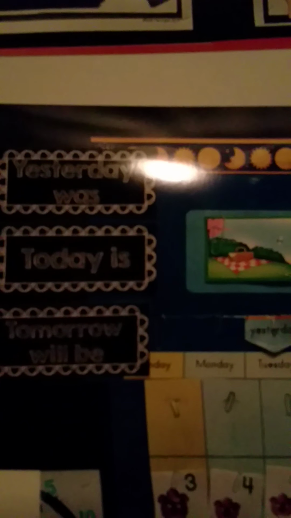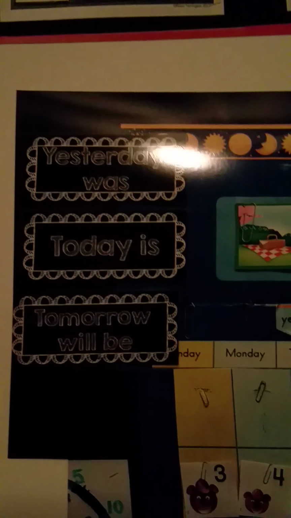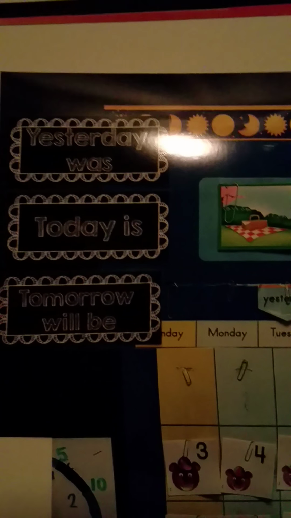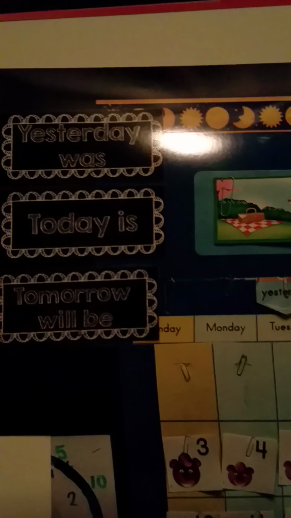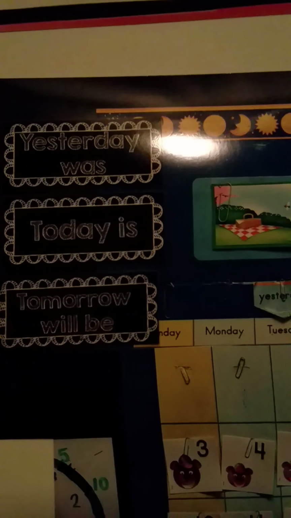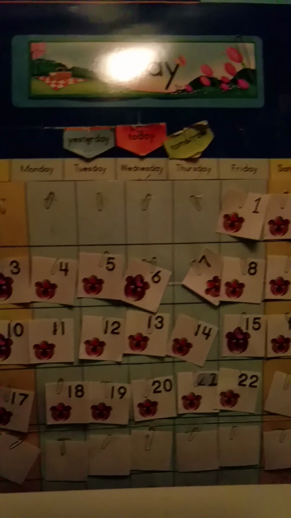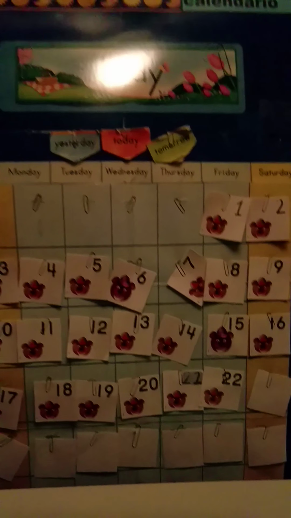So, the first thing I like to look at is the calendar. Here we have on the calendar, yesterday was, today is, tomorrow will be. Here we understand that every day it changes. It was one day, now it's another, and tomorrow it will be something completely different. When we look at the calendar, we can ask the students open-ended questions to allow them to think about the changes that they're seeing before them.